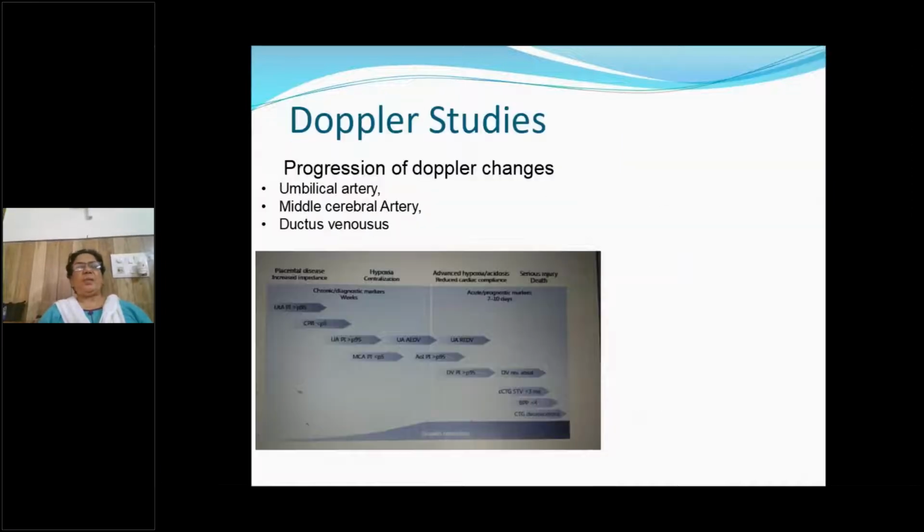So coming to the Doppler, how does Doppler help us in making the decision? The first vessel to get affected is the umbilical artery. Once the umbilical artery circulation is affected and the fetus responds to that stress, there are changes in the cerebral artery, the middle cerebral artery. And this is how it goes sequentially: umbilical artery Doppler, then middle cerebral artery Doppler, then ductus venosus Doppler, and how these Doppler changes progress in a sequential pattern.